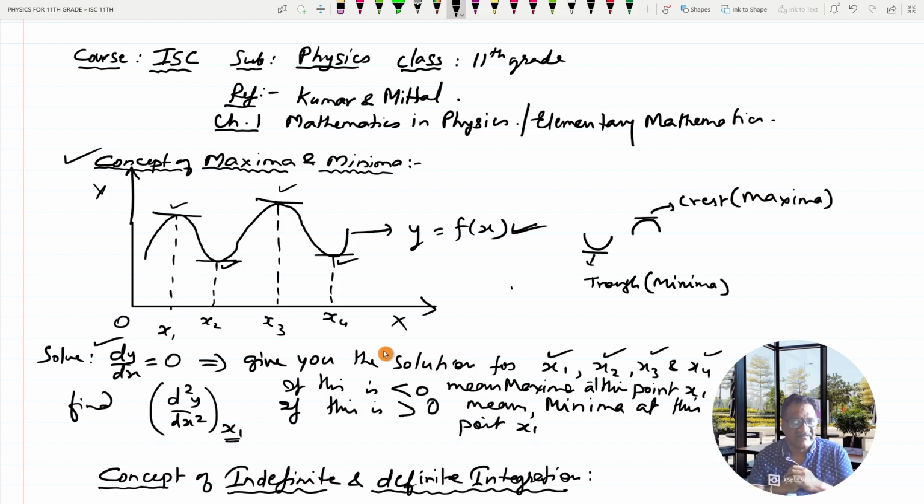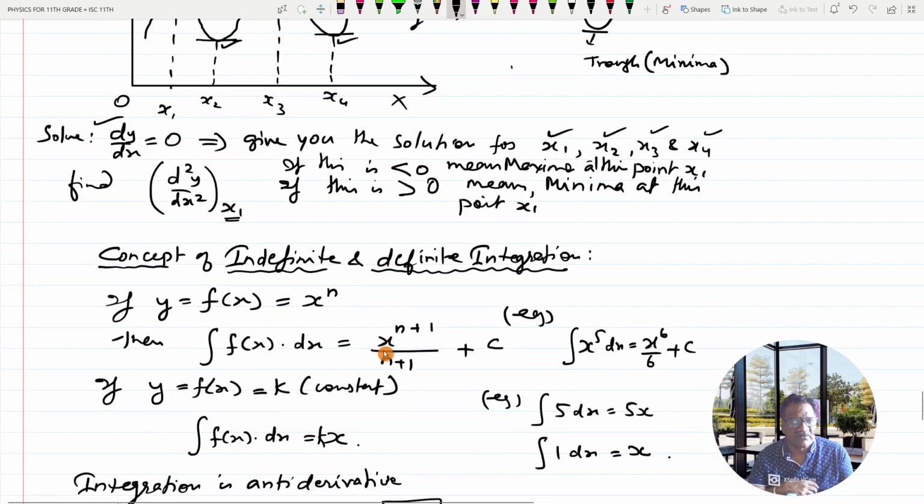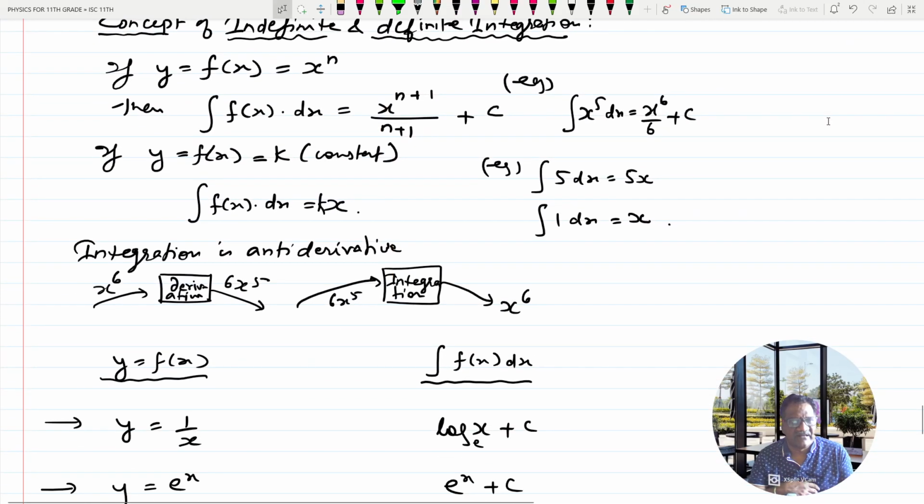So this is the concept of maxima and minima, which will help you in determining at which values of x there is a minima or a maxima. So derivative, that is calculus, will help you in determining the maxima and the minima points as well. That was the concept of maxima and minima. Now let us try to understand the concept of indefinite and definite integration.